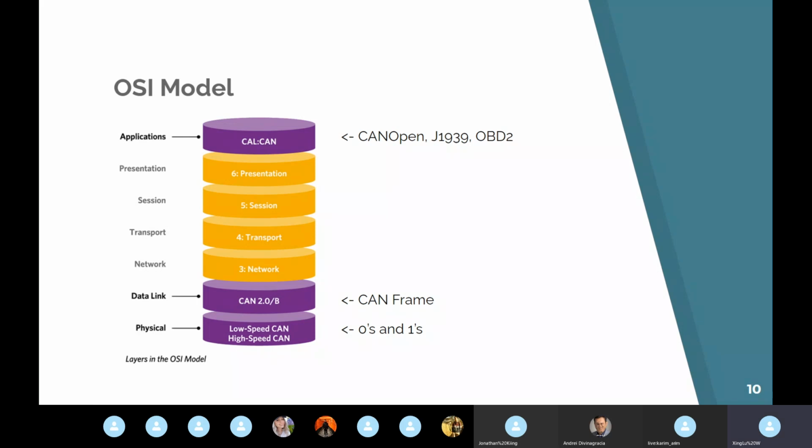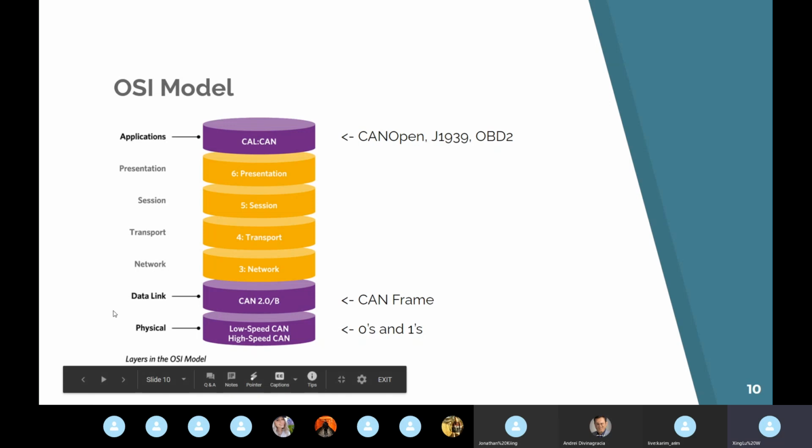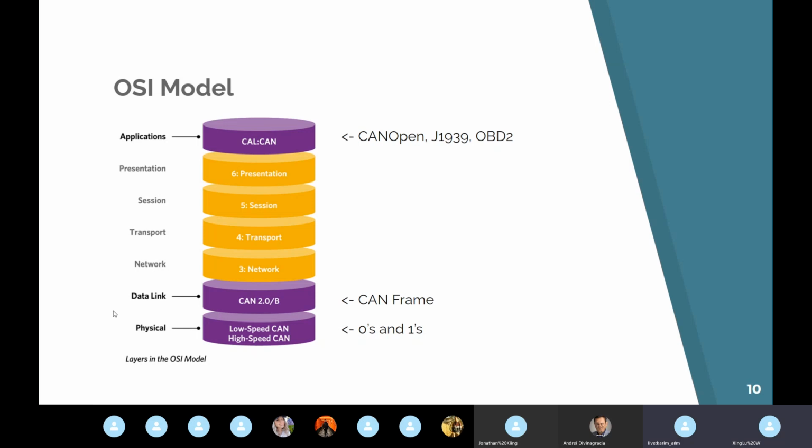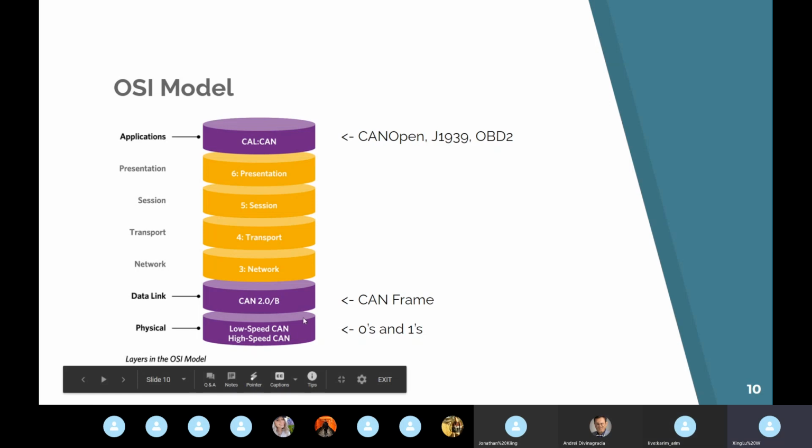All I remember is OSI is used mainly in computer networking, so things like your internet communications, and this is just a diagram based on that model. I think this applies to any kind of networking where you have multiple devices talking to each other. This is pretty much how the internet works. And in CAN, we only care about these 3 layers.